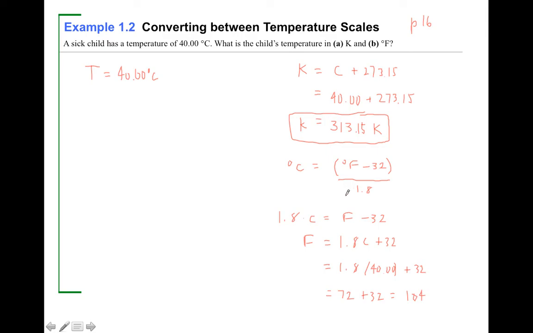Right now, we haven't done sig figs yet. That's next section, but this is going to be 2 sig figs here, and so I have to have 2 sig figs in my answer. I'm going to say 1.0 times 10 to the 2. If you said 104 degrees Fahrenheit, you'd be fine. Okay? So there's your answer for part B.